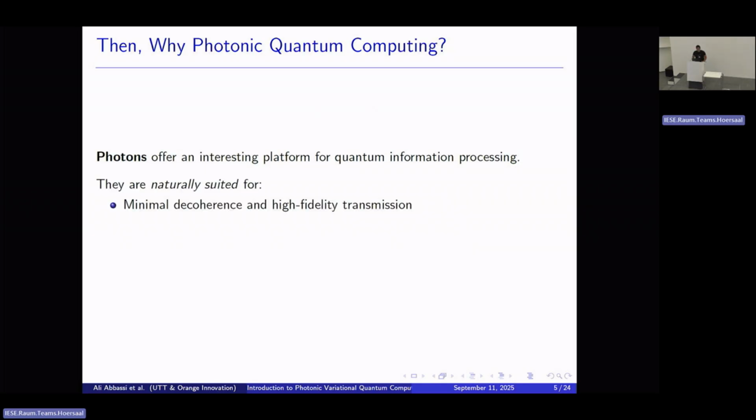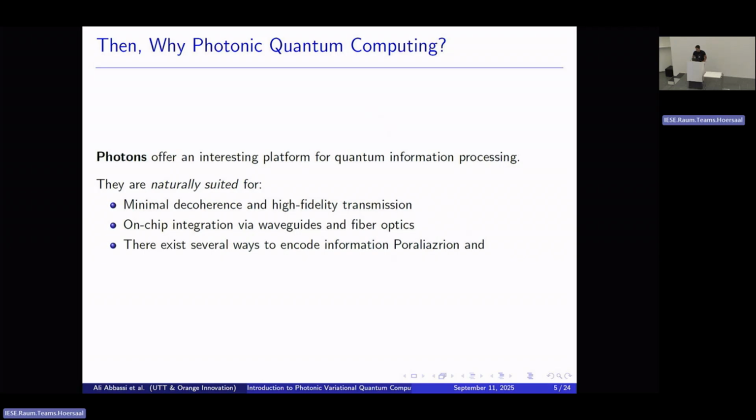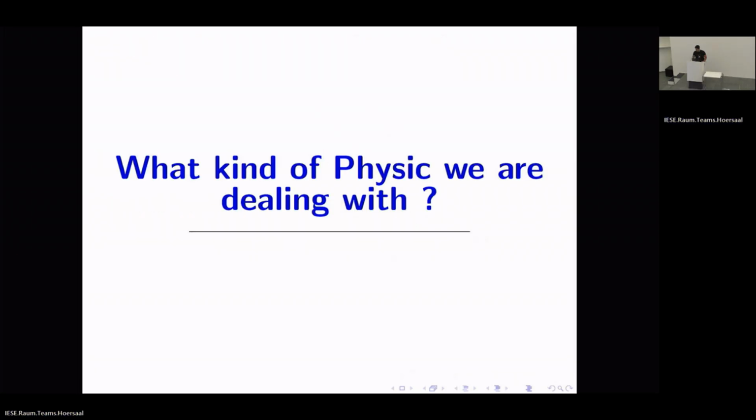The first one is less errors because of the nature of these particles. So we have minimal decoherence, high fidelity transmission. We have integration with the state-of-the-art optical fibers technology and communication technology. So we can think about good scaling. And then there are several ways to encode a qubit in photons, which is also an interesting lead.